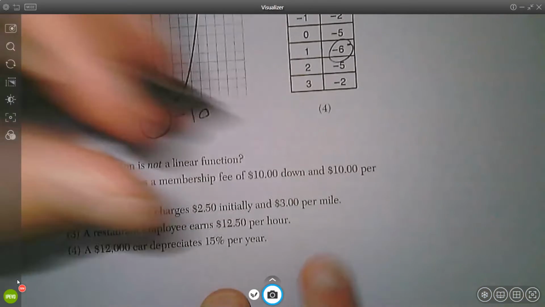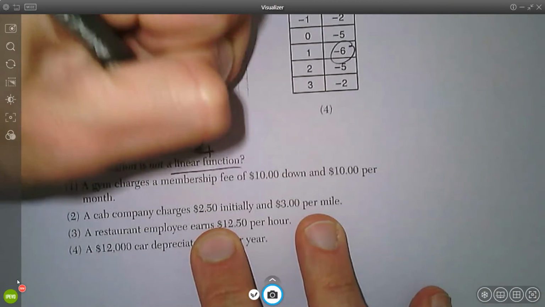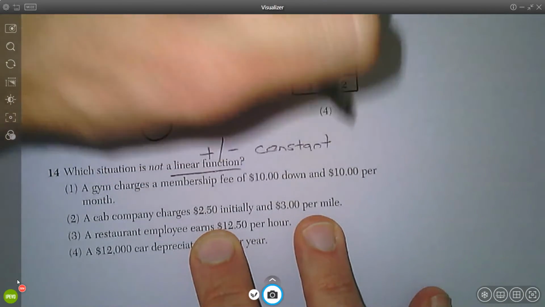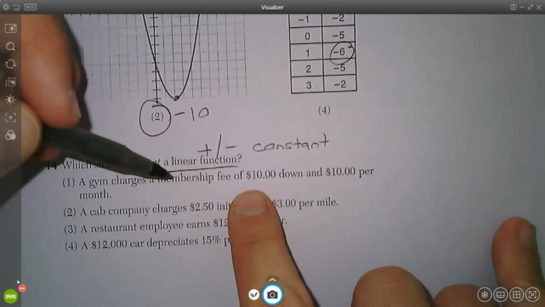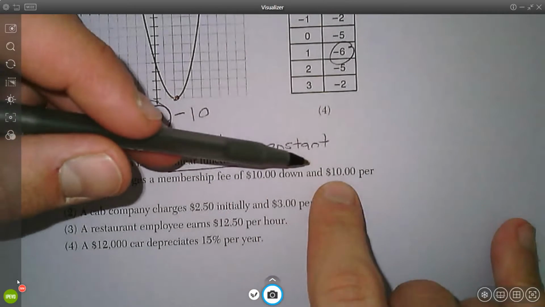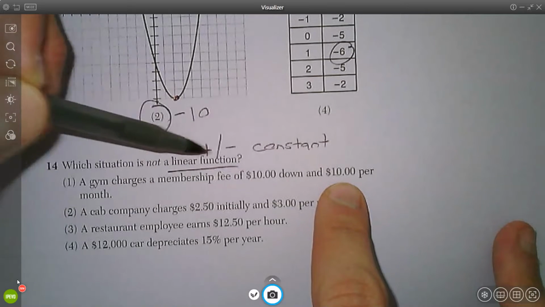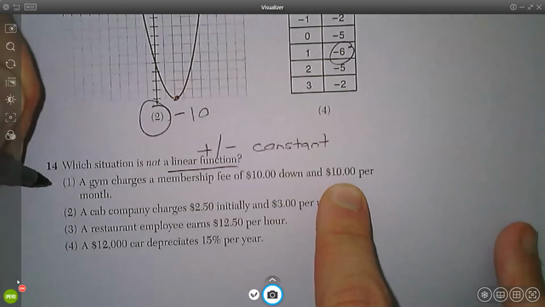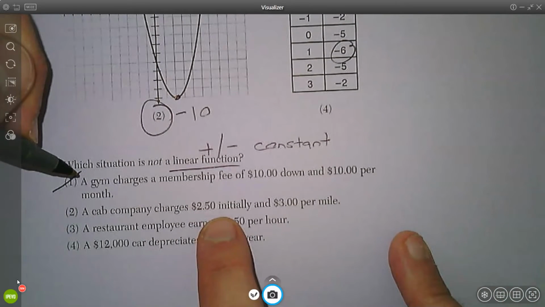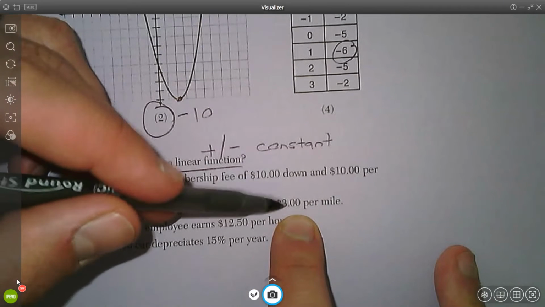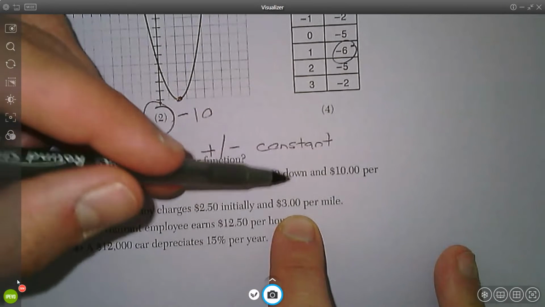Number 14, which is not a linear function. Remember, linear function is adding or subtracting a constant or the same number. So membership fee of $10 down and $10 per month. Every single month it's $10. So that's adding $10 every time. That is linear. $2.50 initially and $3 per mile. It's always $3 per mile. Plus 3, plus 3, plus 3.